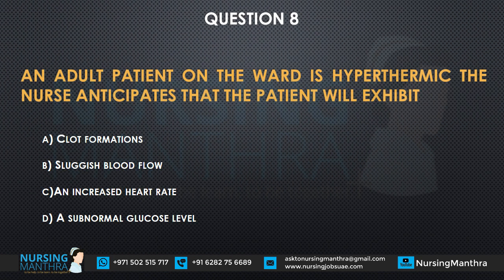An adult patient on the ward is hyperthermic. The nurse anticipates that the patient will exhibit A. Clot formations. B. Sluggish blood flow. C. An increased heart rate. D. A subnormal glucose level.